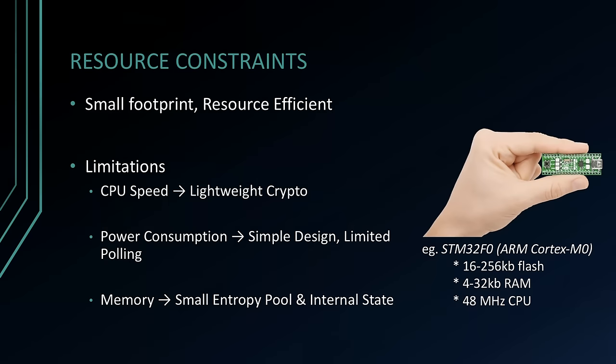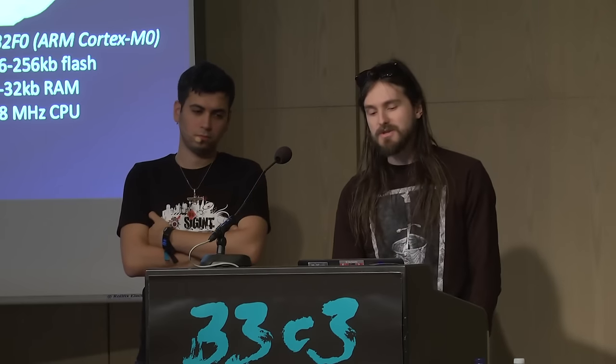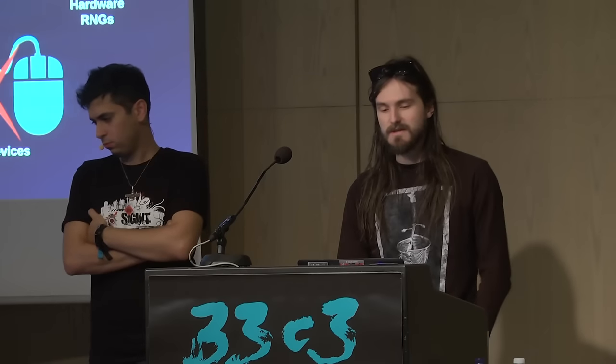And of course, embedded devices are designed to have a small footprint and to be resource efficient. This translates to various limitations when designing random number generators. For example, limitations with regard to CPU speed translate to lightweight cryptography requirements. Power consumption limitations, especially for battery operated devices, mean you need a simple design with limited entropy polling activity. And memory limitations mean you need a small entropy pool and internal state in your random number generator in order to implement it in these constrained devices.